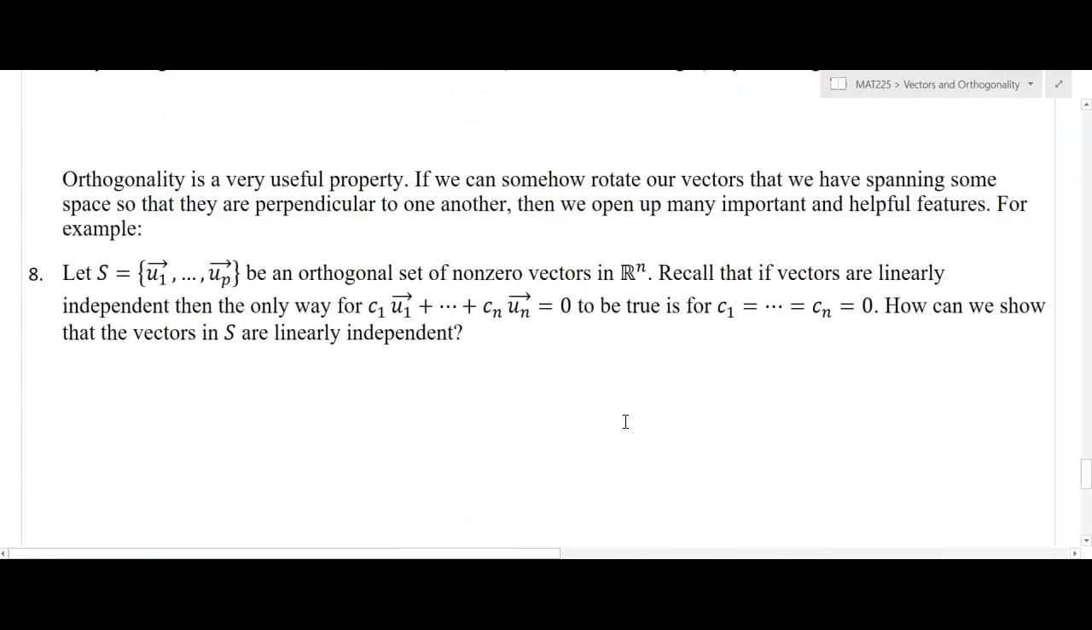Now, the reason we're going to want orthonormal is that working with unit length, in addition to having the feature of orthogonality, is really, really useful. So let's take a look at number 8.